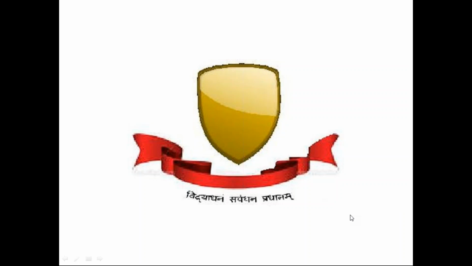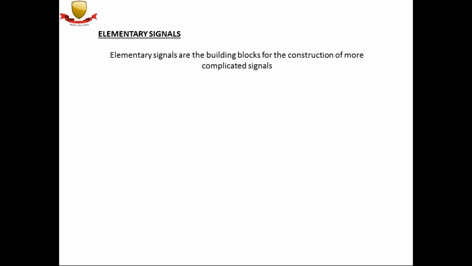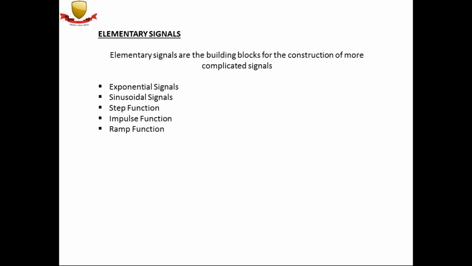In our lecture for Signal and System, it's our third lecture actually, and in today's session, we will discuss a few details about elementary signals. These elementary signals are basically the building blocks for the construction of more complicated signals. They include exponential signals, sinusoidal signals, step function, impulse function, and ramp function. Let us discuss all of them one by one.